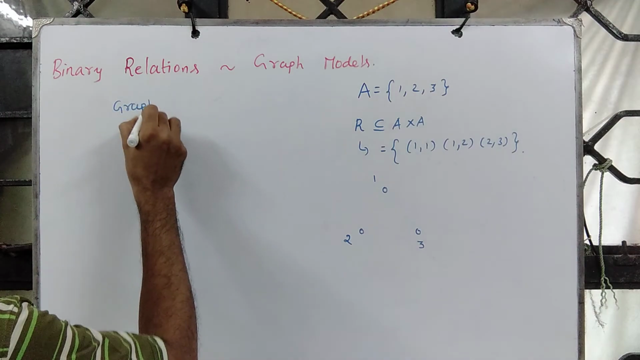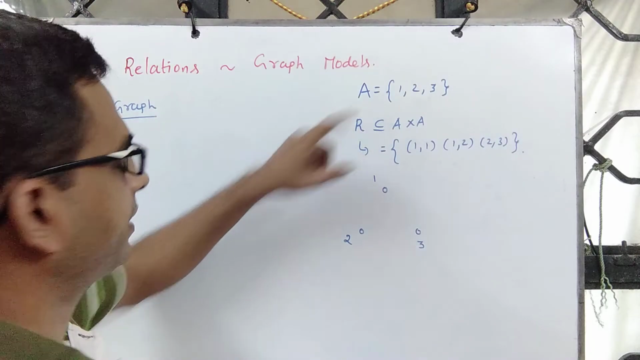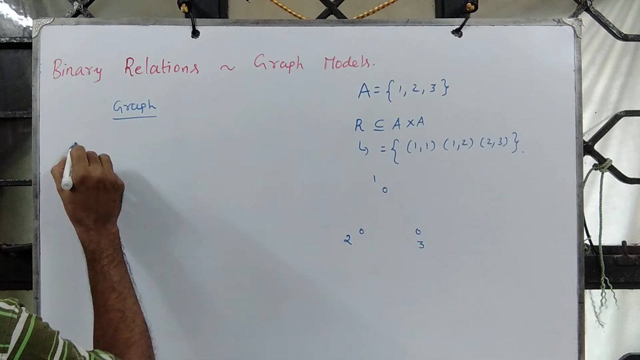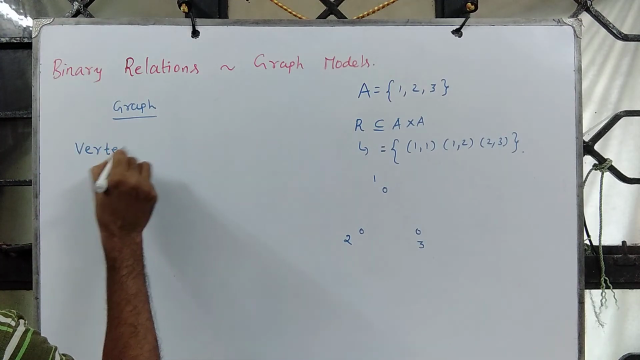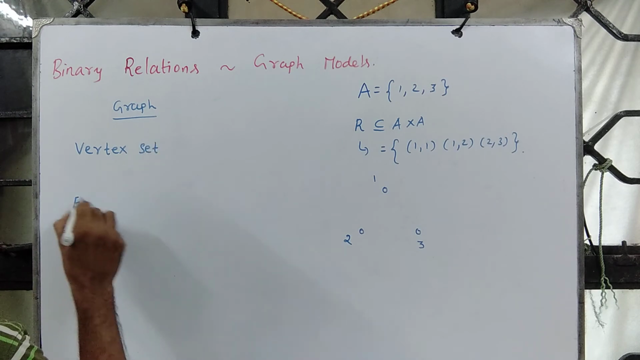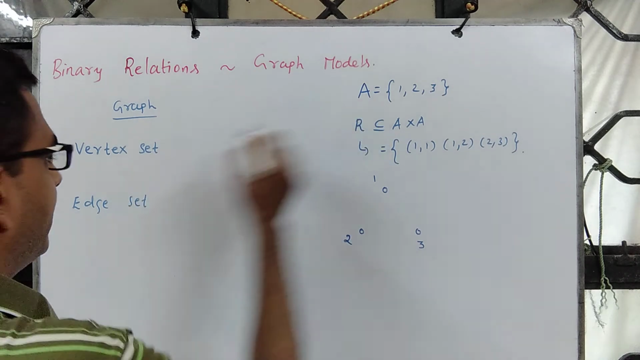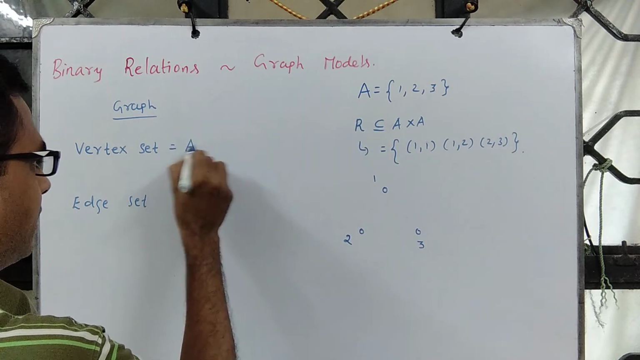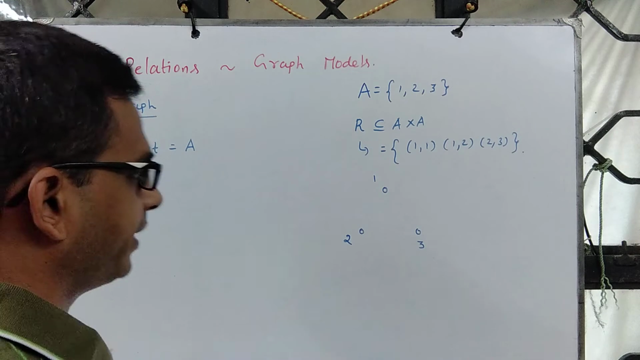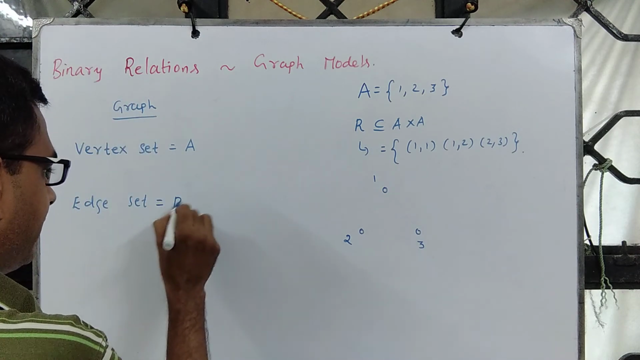A graph is also a discrete structure on this discrete set. So we basically have two sets. One is called the vertex set, and the other is called the edge set. The vertex set is the same as the UOD, or the universe of discourse. The edge set is basically the relation.